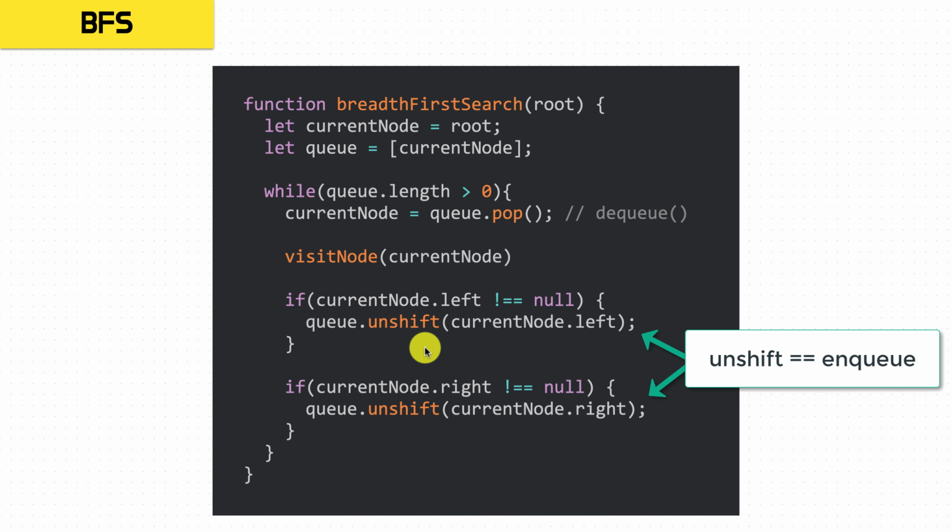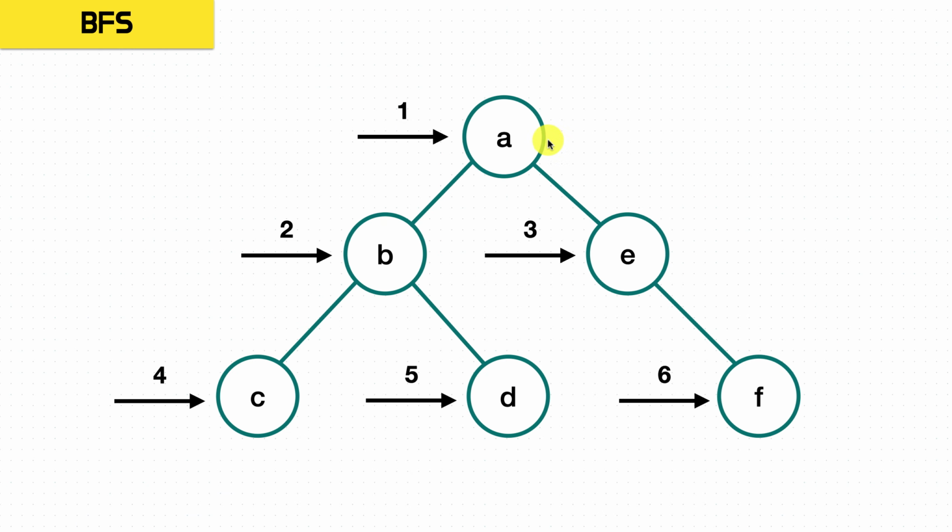And to see why a queue will visit levels before going deep, let's just check our tree again. So we enqueue A, then we enqueue its children, B and E. Then we dequeue B and enqueue its children, C and D. Then we dequeue E and enqueue its children, F. Then we dequeue, dequeue, dequeue. So because we're using a queue, it's going to visit those closest nodes before going deeper.